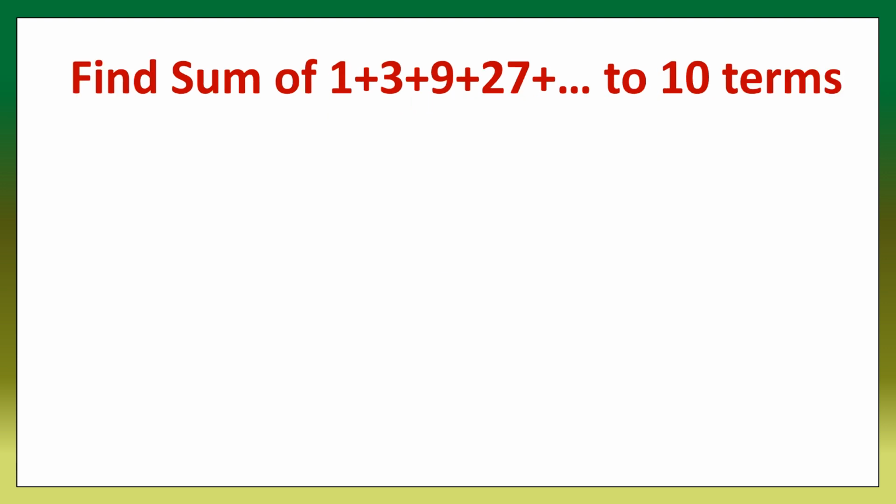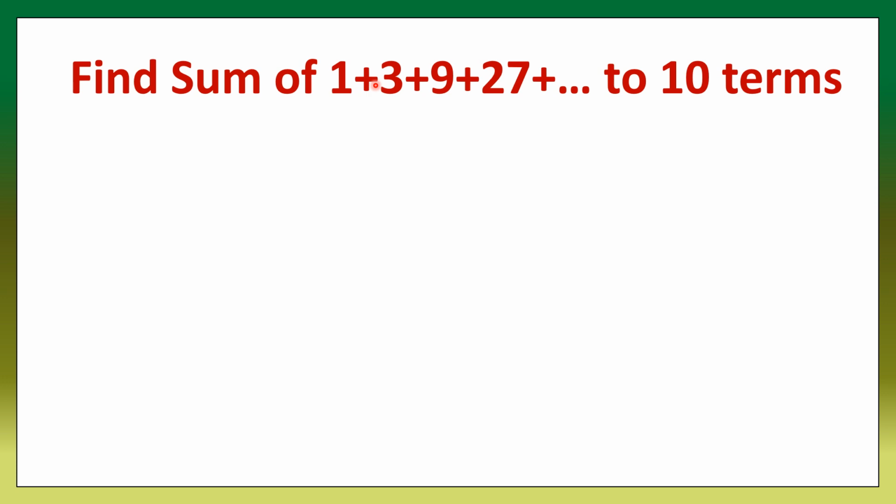Now let us try solving a problem. The question is: find the sum of 1 plus 3 plus 9 plus 27 plus dash up to 10 terms. First of all, we must see whether this is in GP. Here we have to find whether there is a common ratio between the terms. And we can see there is a common ratio. So this series is in GP.